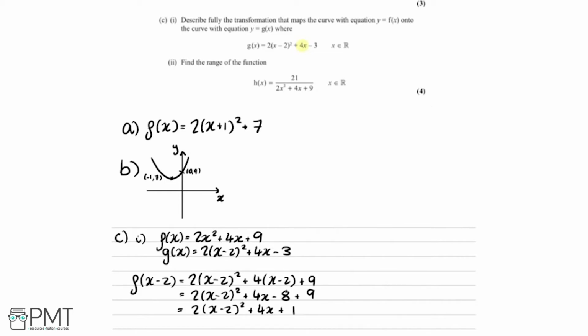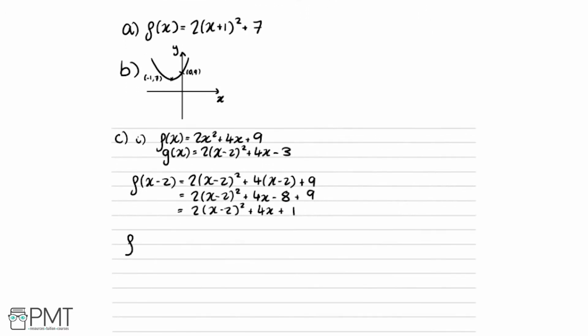Okay, so that's looking good actually, because if we compare our f of (x minus 2) to g of x, well, we've got the same term here. They both got 4x. The only difference is a constant. The difference between this and this is 4. So what I'm now going to try is f of (x minus 2) minus 4. So we're going to see what we get when we do that.